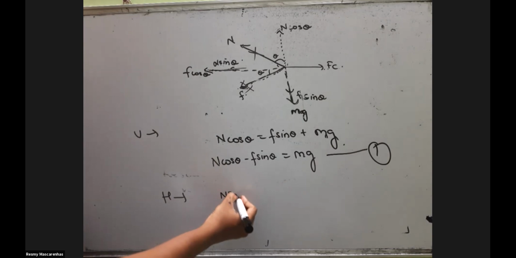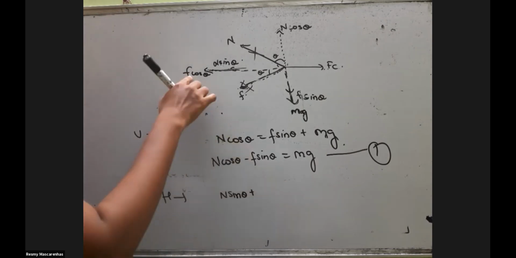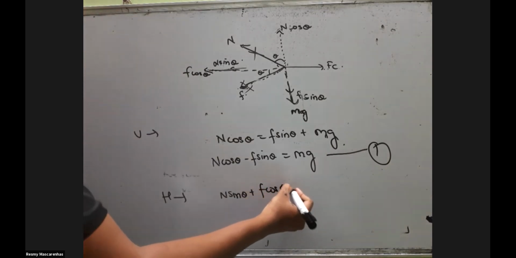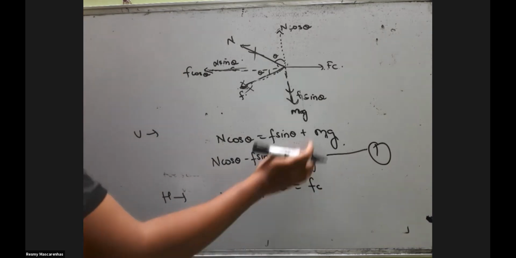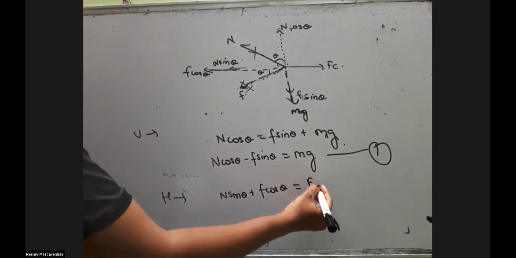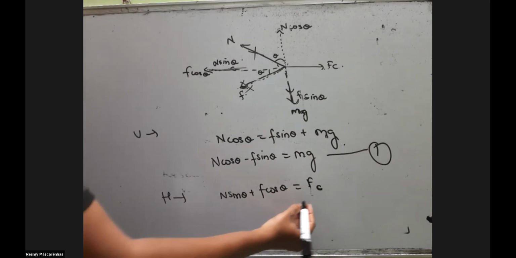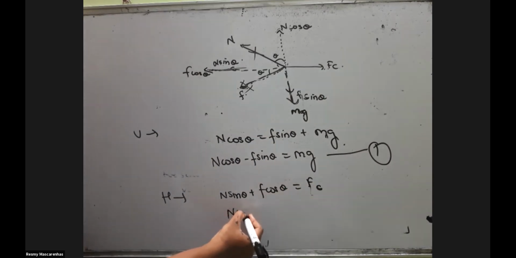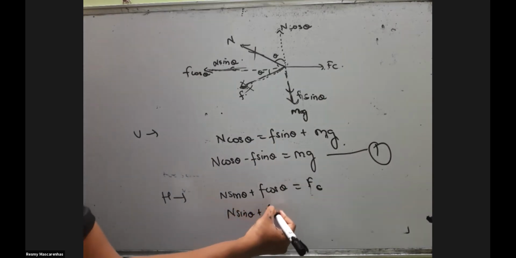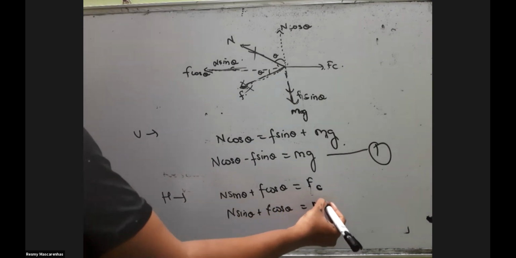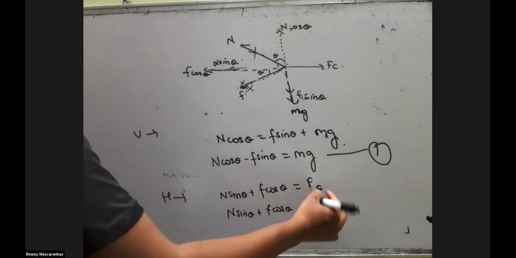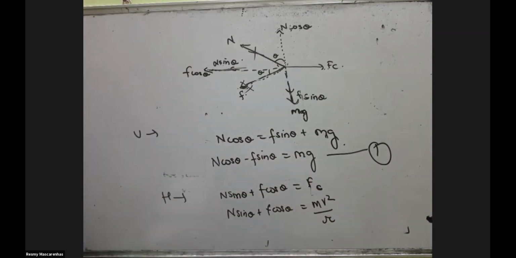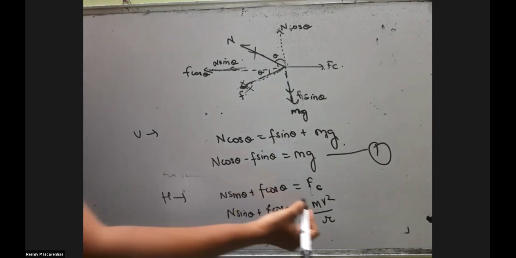N sin theta plus F cos theta is equal to the capital F, that is not the frictional force. So you can just substitute the centripetal force, that is mv square upon r. So mark this as equation 2.